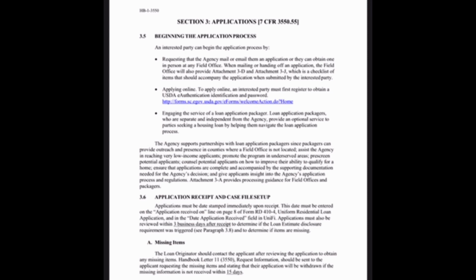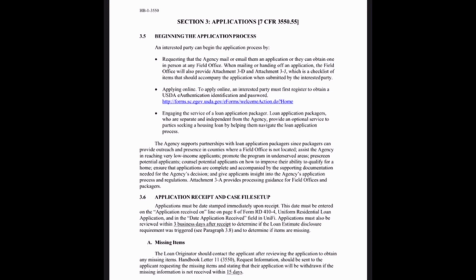And you can also send everything to them as far as uploading all of the documents that you need to send for attachment 3J. You will be able to send all of the documents directly to the office if you apply online. But if you request by email or by mail, you can get the application, get the form, and send all of the documents that are needed with the form.